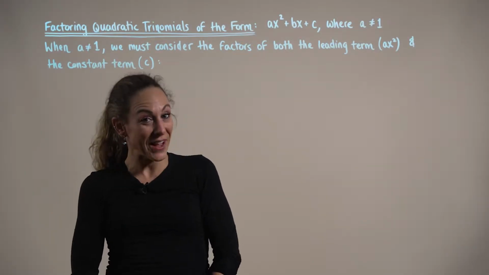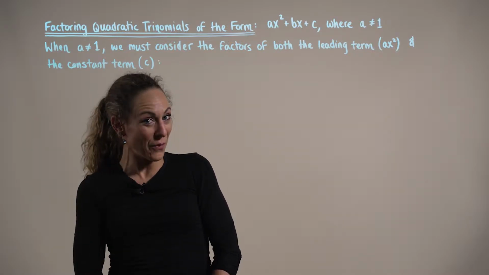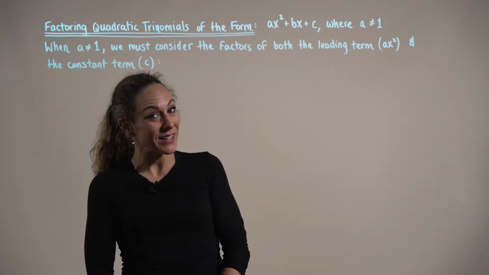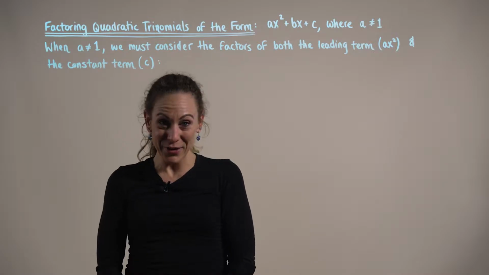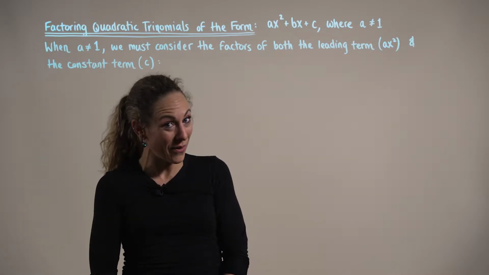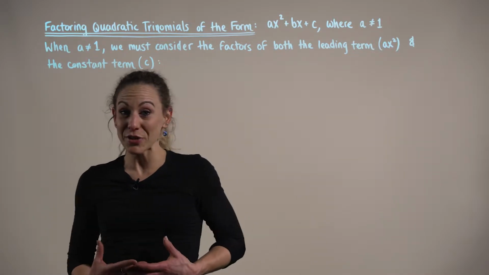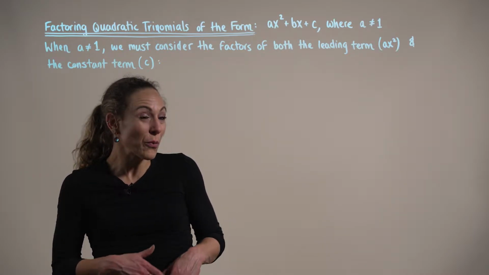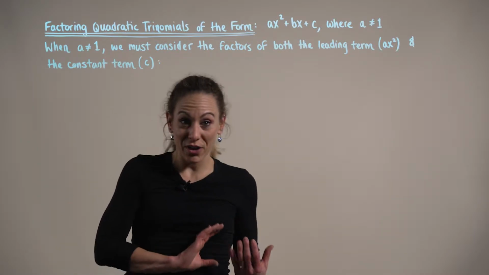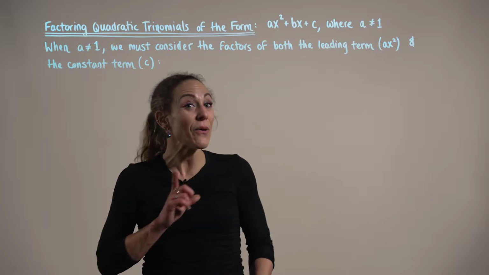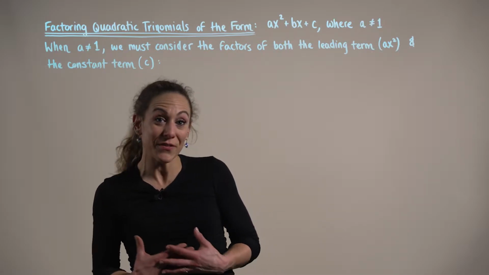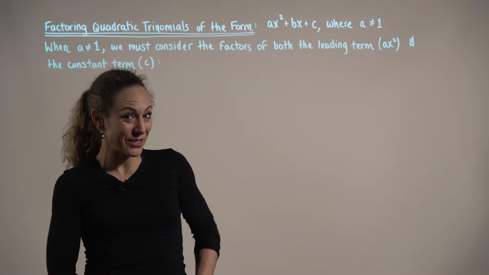Here we're looking at factoring quadratic trinomials of the form ax squared plus bx plus c, where our leading coefficient a cannot be equal to 1. Now, with quadratic trinomials of this type, we need to not only consider the factors of the constant term c, but we also need to consider the factors of the leading term, ax squared.